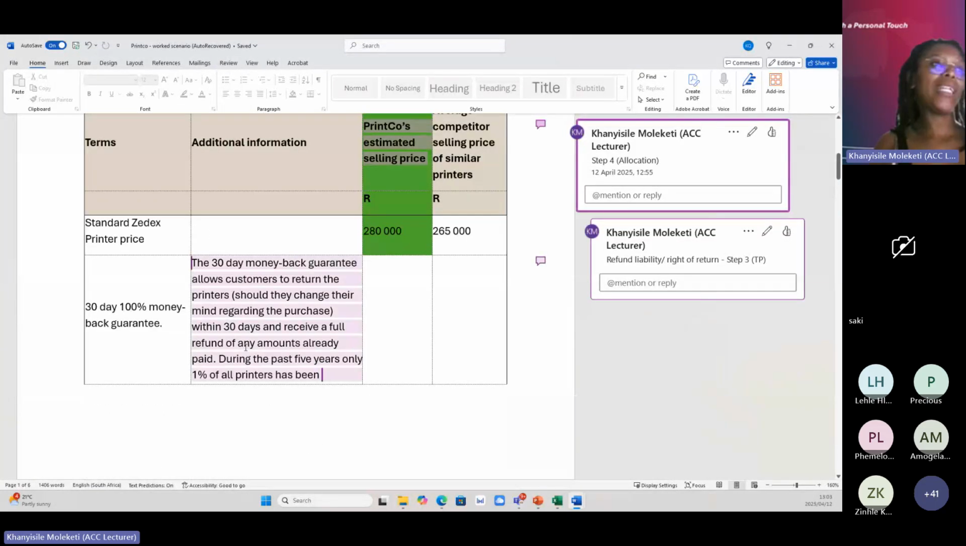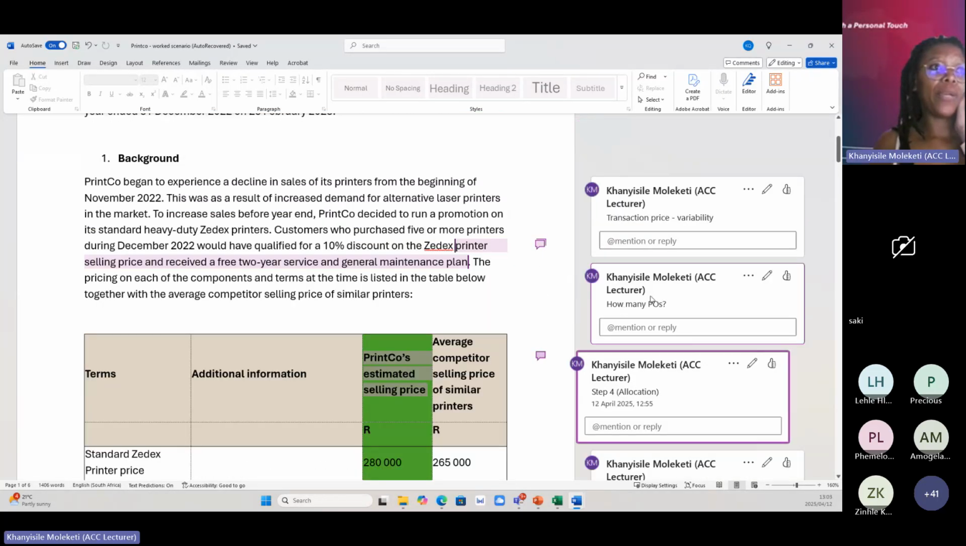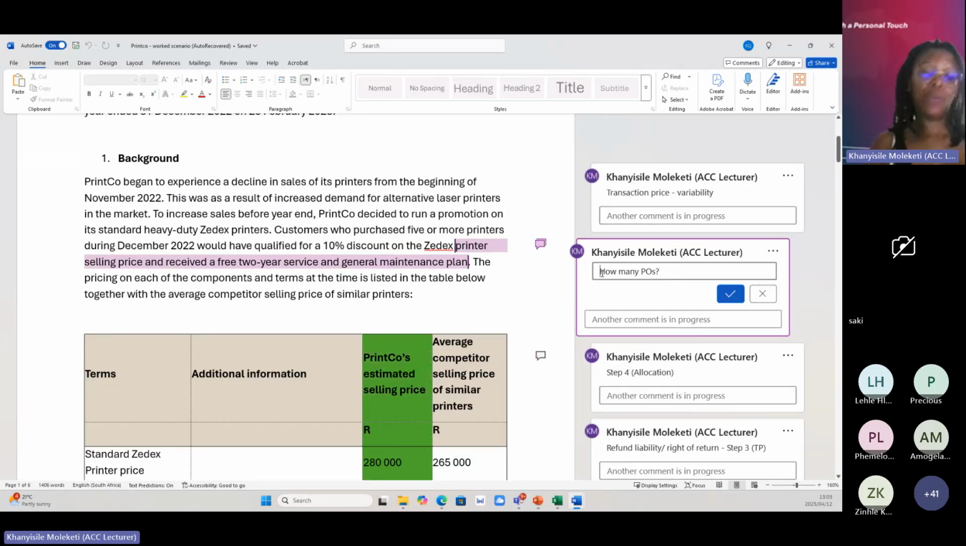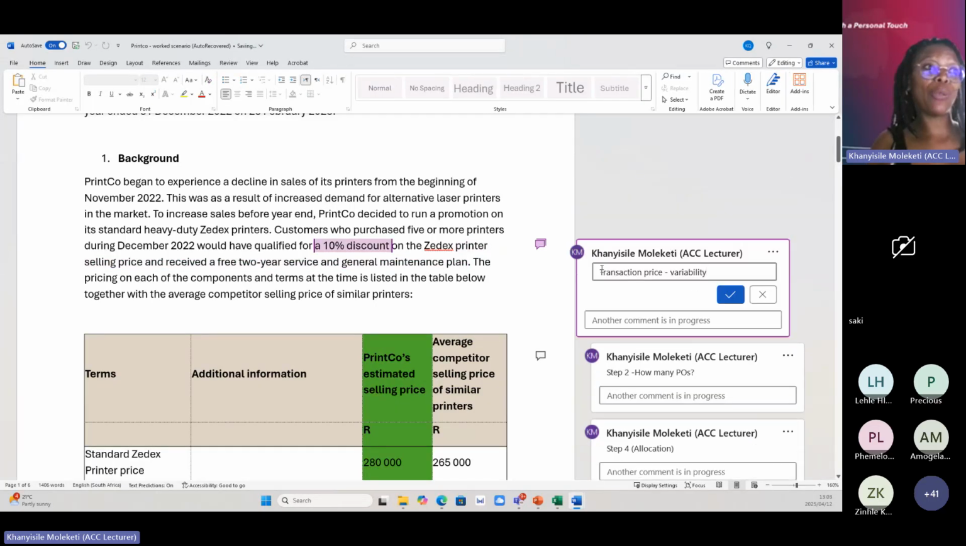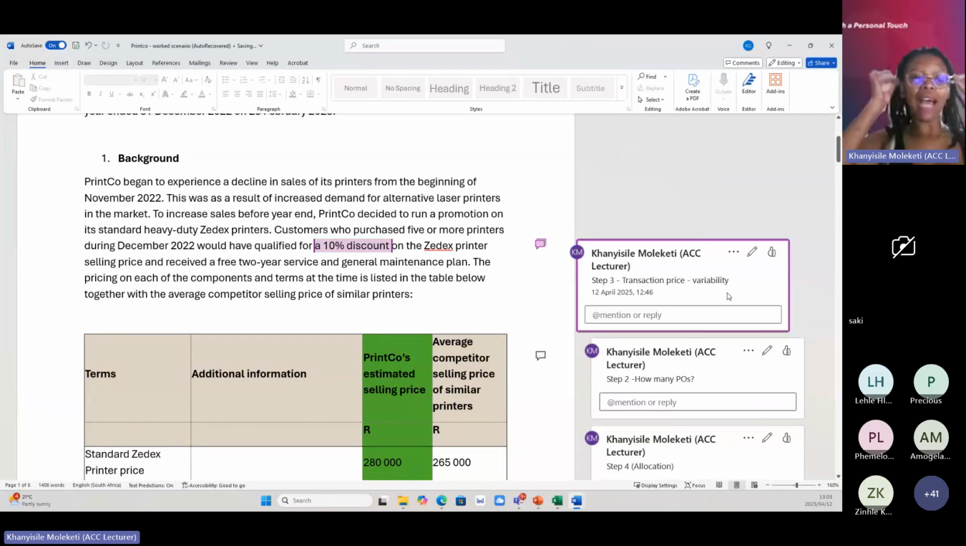Over here, we've got a refund liability. Step 3, transaction price. Oh, here I didn't write here. So there's a reason I'm doing all of this, right? Writing because I need structure. I need a plan. I'm not making all these notes for vibes. Remember, I set up my structure earlier so I know what I'm going to discuss in all 5 steps.